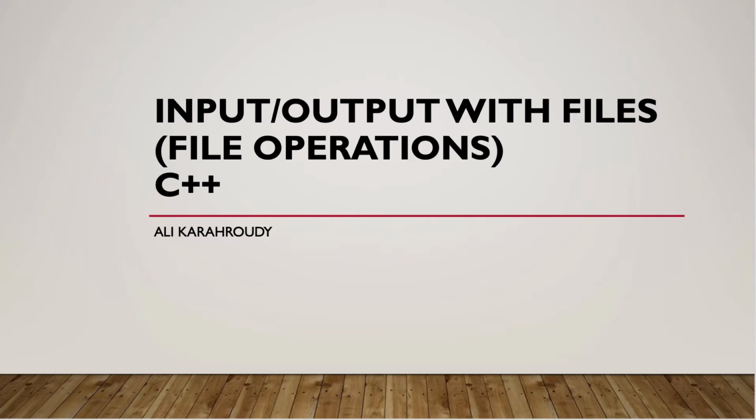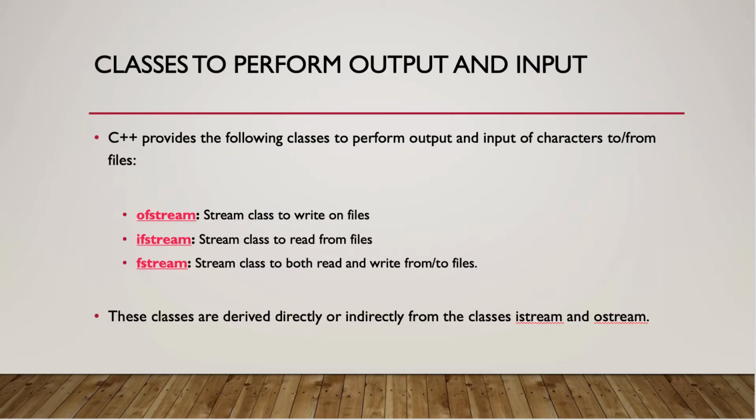Basically, C++ provides specific classes to perform output and input of characters to or from the files. First one, ofstream, which is a stream class to write on the files, and then ifstream, which is a stream class to read from the files, and then fstream, which is a stream class to both read and write to the files. These classes are derived directly or indirectly from the classes you already know, which are istream and ostream.